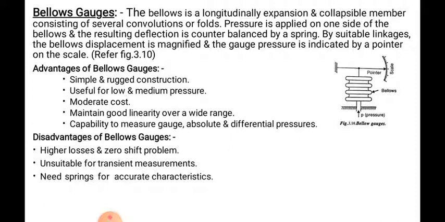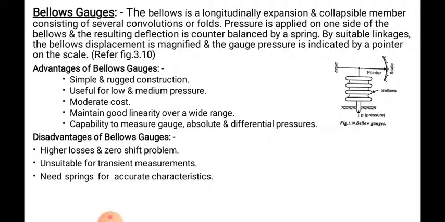Because of that, there is a linkage connected to the other end of the bellows. It will show some pointer deflection on the calibrated scale. So that is the very simple working of the bellows pressure gauge.